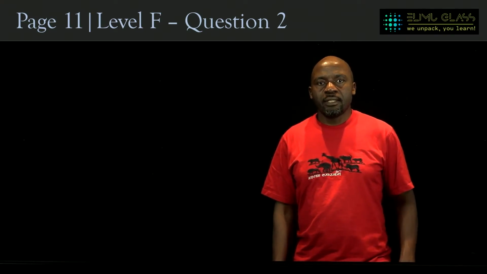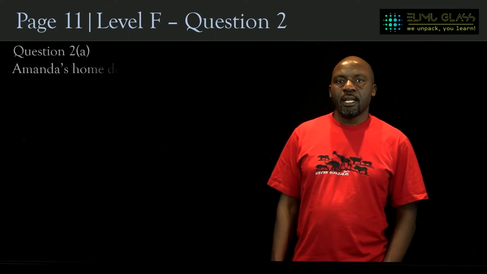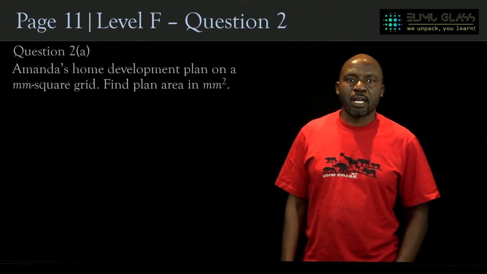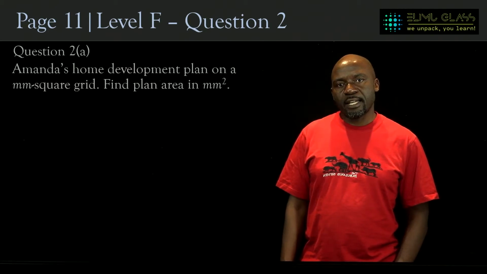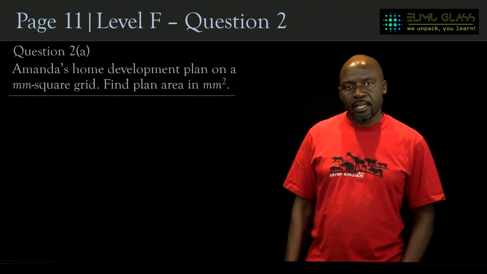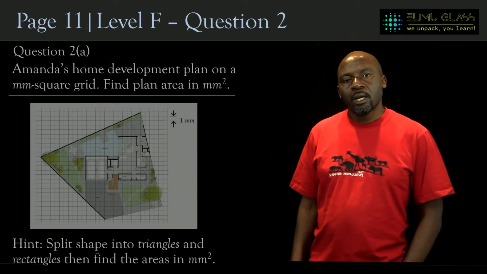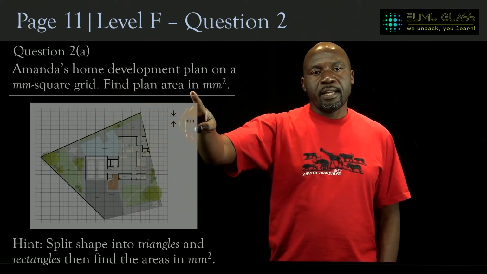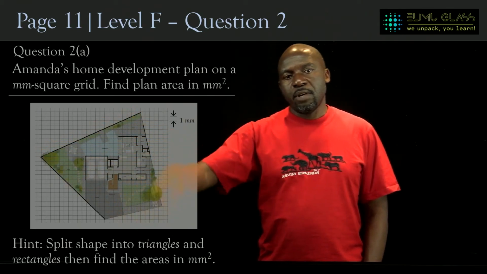Then on page 11, level F, we are looking at question number 2. Question number 2A is about Amanda, who has bought a housing plan and wants to construct a home in a given land area. The land is placed in a millimeter square grid. Here is the piece of land. The question is to find the plan area. Part A was to find the plan area in square millimeters. So what is this area here in millimeters squared?